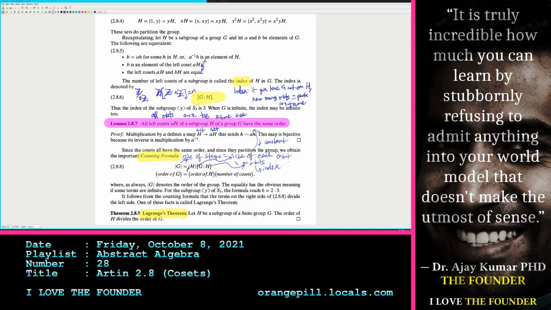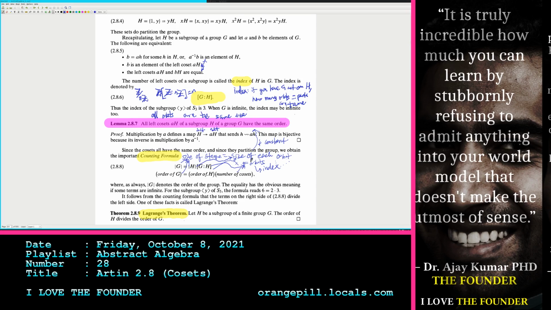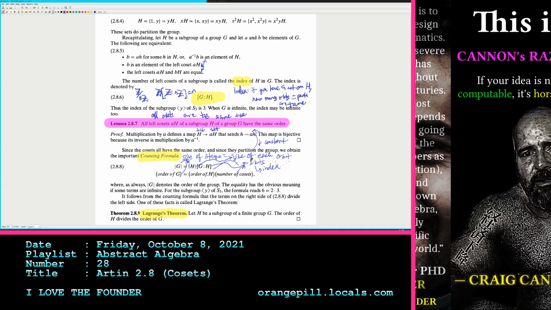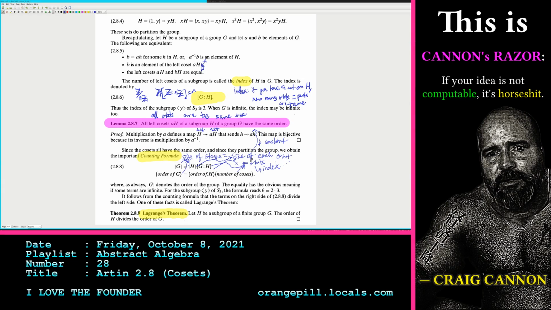So the size of the stage is the order of G, the order of H is the size of each orbit, and the number of cosets is the number of orbits. As always, the order of G denotes the order of the group. This equality has the obvious meaning if some terms are infinite, so it's infinity is infinity times something like that. For the subgroup Y of S3, the formula reads 6 is 2 times 3.